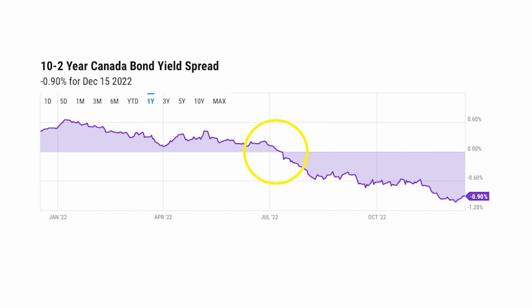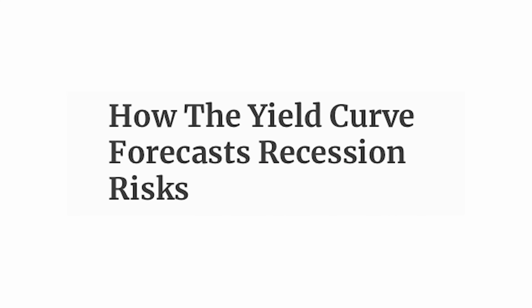Well, it's all related to the inverted yield curve. When the Canada 10-year and 2-year bond yields are inverted, the yield on the 10-year bond is lower than the yield on the 2-year bond. This phenomenon is often seen as a signal of an impending recession, because it indicates that investors are more confident in the short-term economic outlook than the long-term outlook.